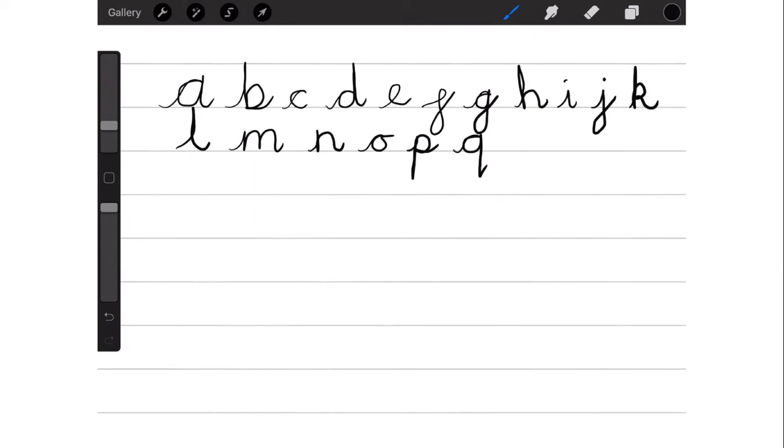And then we have R, up, down, around. And then we have S. All the children should be able to write S, and it's the first sound we learn. So on the line, around, back, around, and flick.